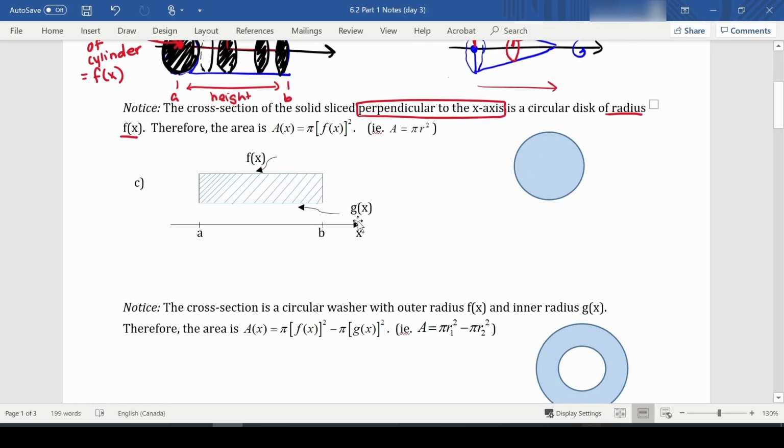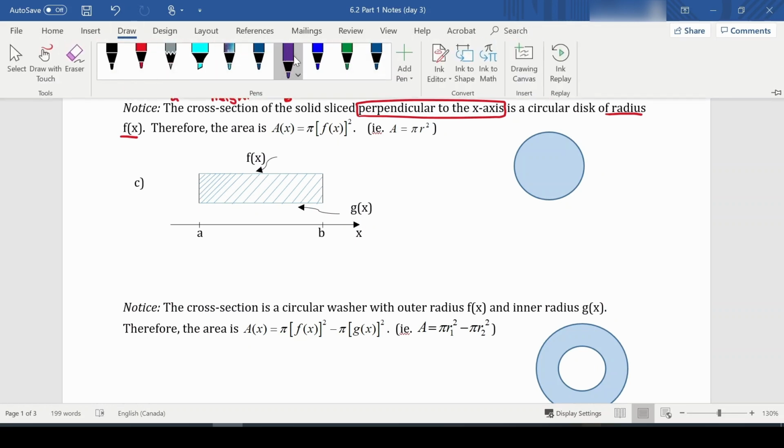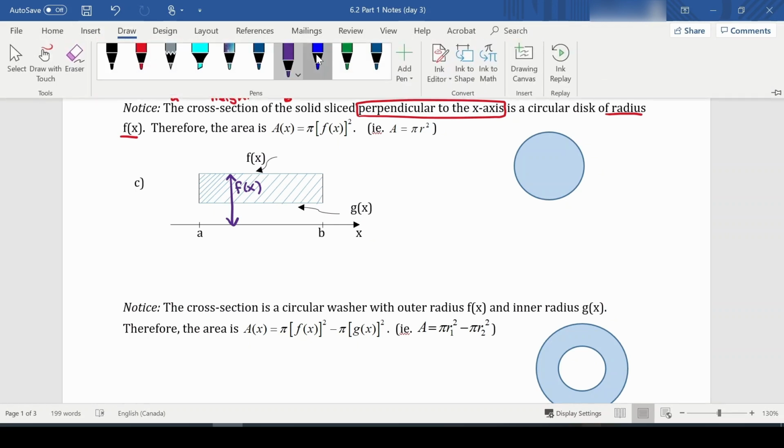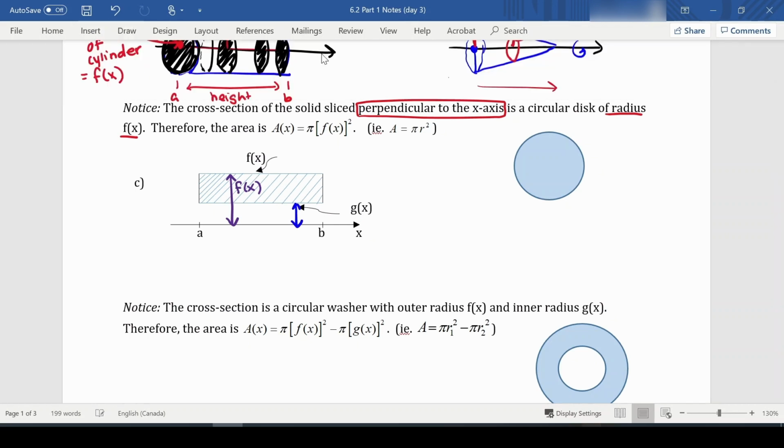Now, what happens if we are going to rotate around our x-axis, but our shape is not touching the axis? This happens when the area that you are rotating is enclosed between two curves rather than being enclosed with the x-axis itself. In this case, our f of x is our top function, which would be this entire height here. This is f of x. G of x is our bottom function, which means that this height here would be our g of x.